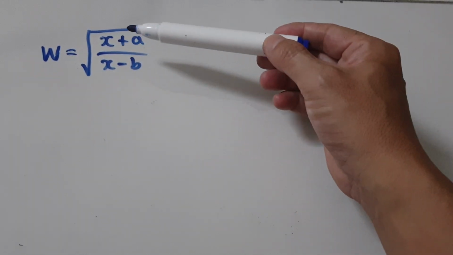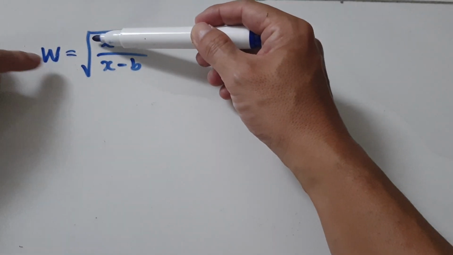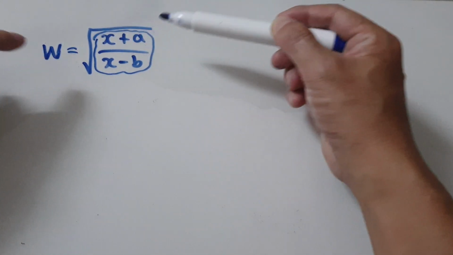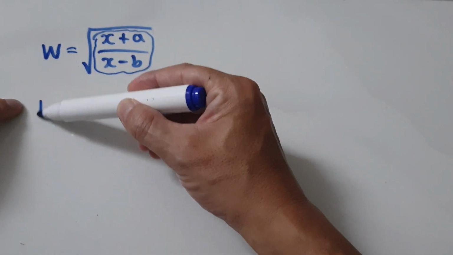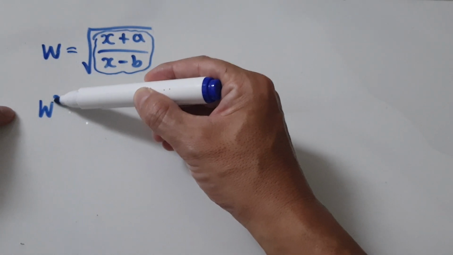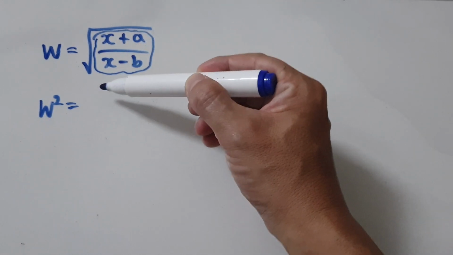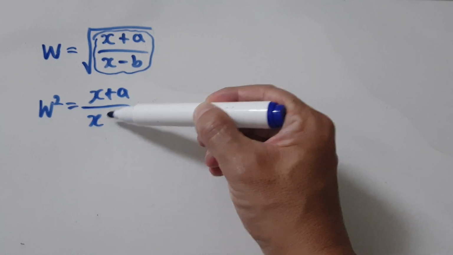Okay, let's try to make x the subject. So in your mind, visualize it as square rooting this massive bubble here. So from here, in your mind, square both sides. So w squared will be w squared. When you square this, it would be x plus a over x minus b.